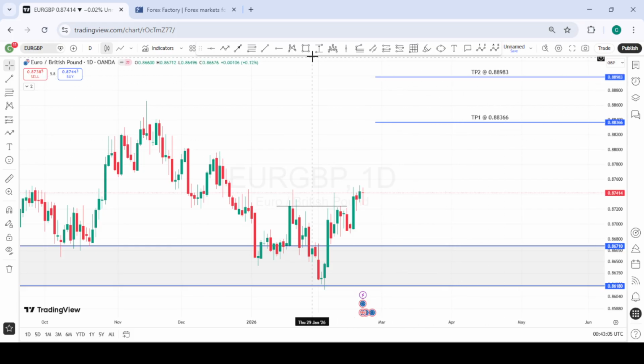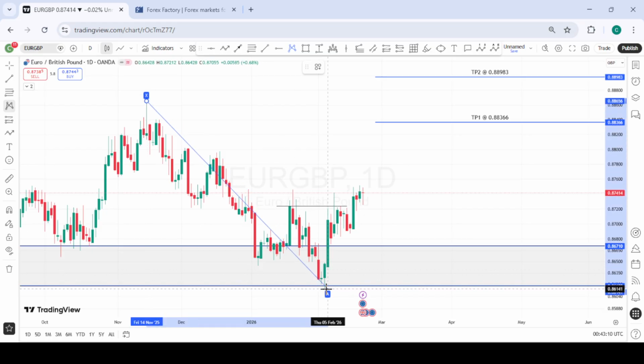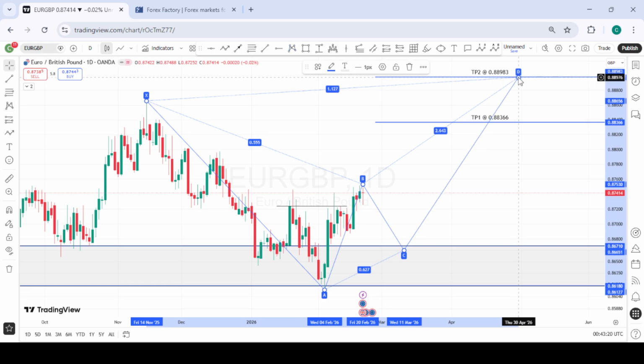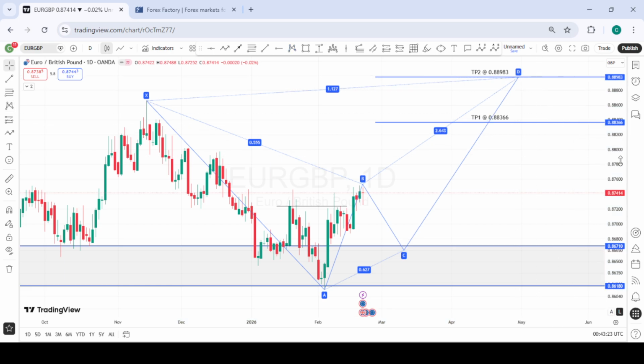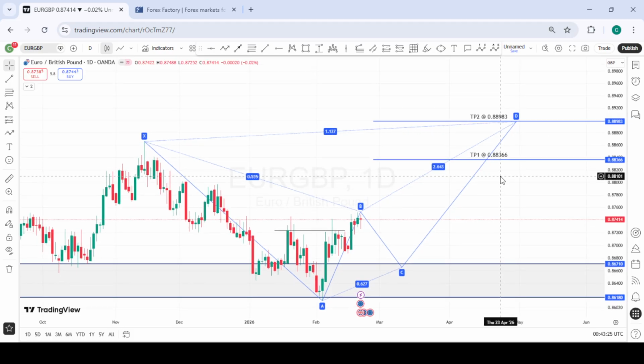So we currently have, this is the X, this is the A. So a possible B leg, depending on where the B leg reverses. We are looking forward to a possible C leg formation, and then we get our buys. We look for our buying opportunities to the upside. So we are looking forward to this potential harmonic pattern.